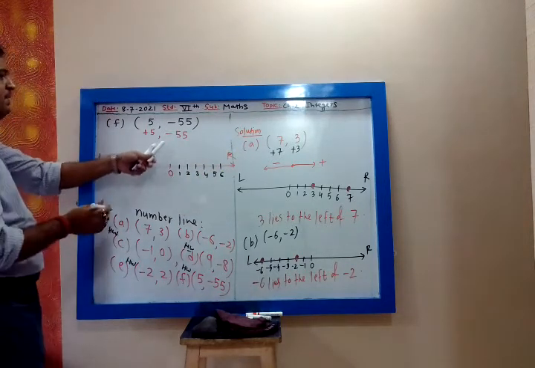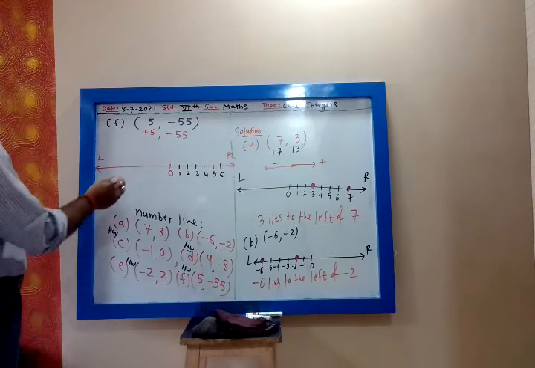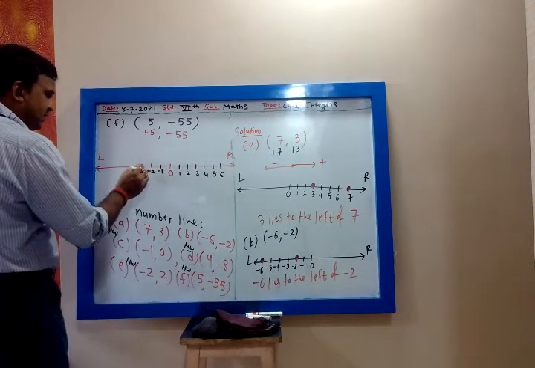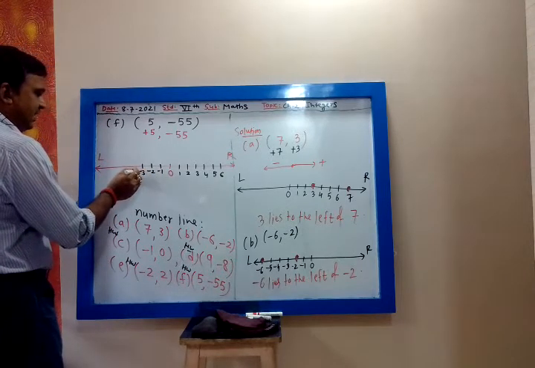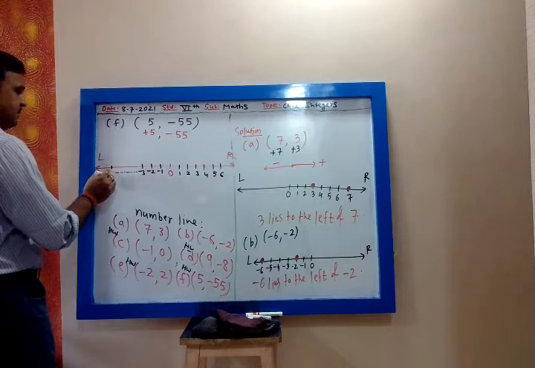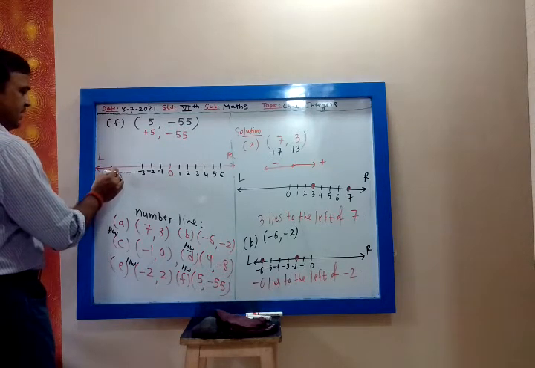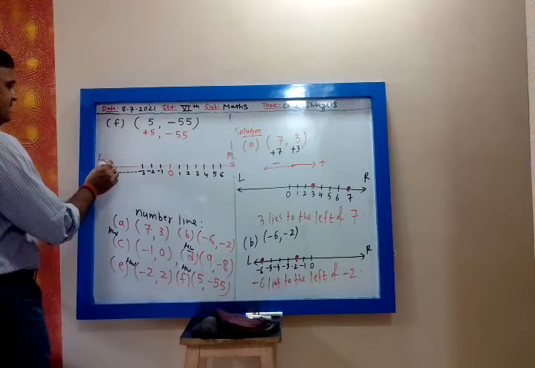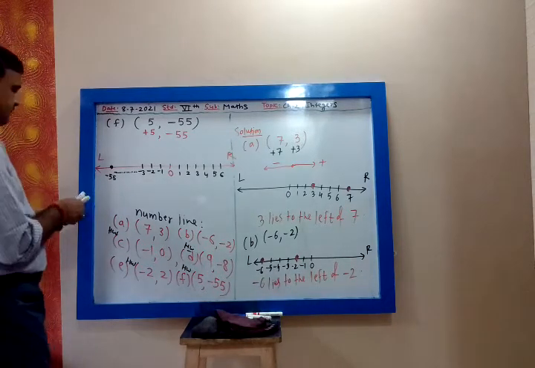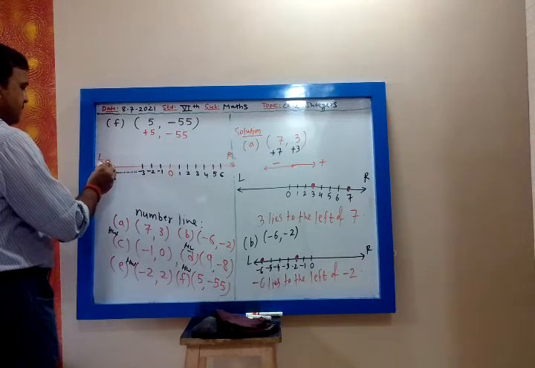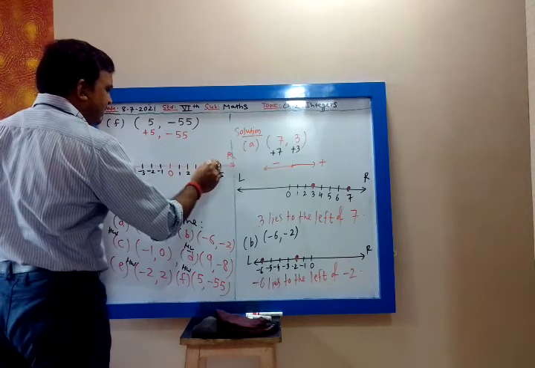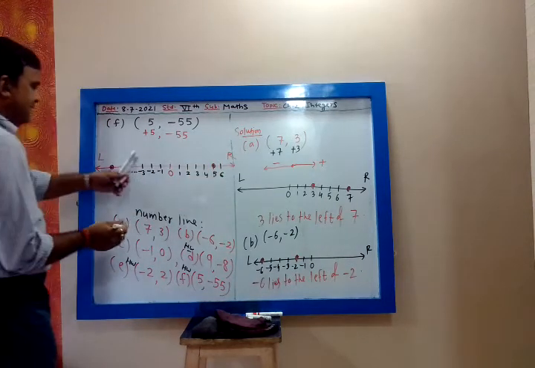Then -55, negative, will lie to the left of 0. So we write -1, -2, -3. Then after writing -3, we write dashes, and somewhere we write -55. So now you can see the number -55. This is +5, and this is -55.